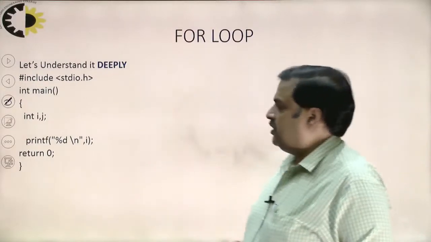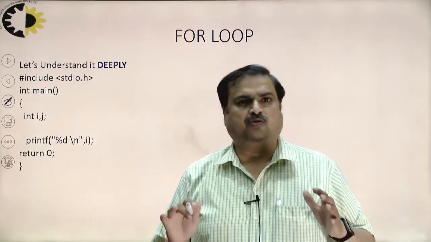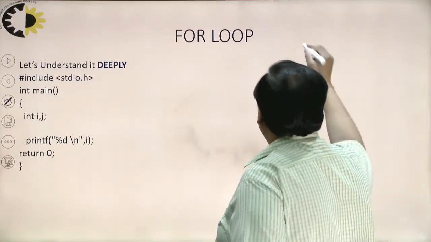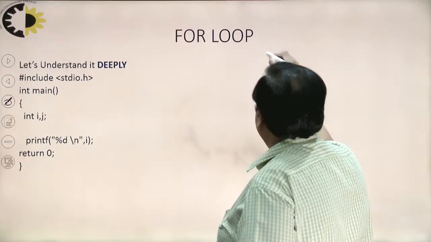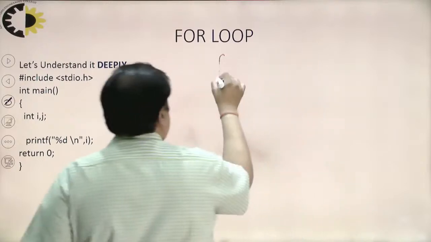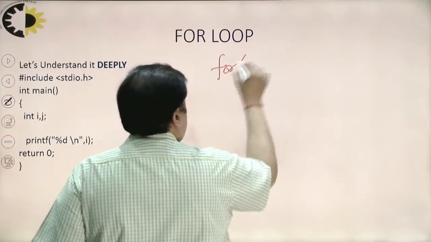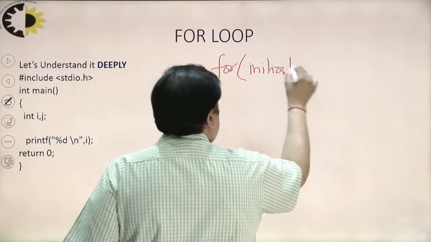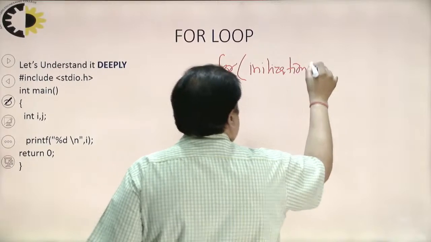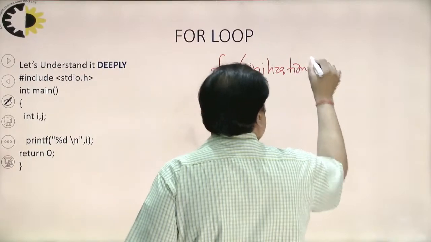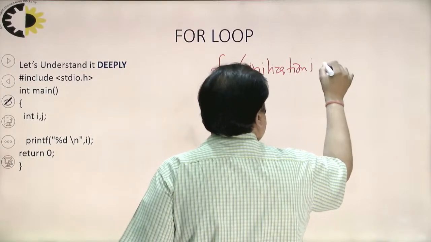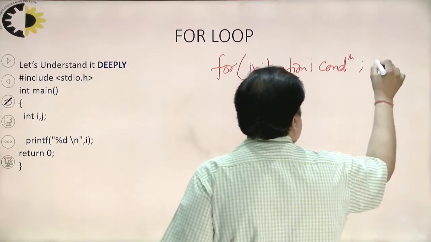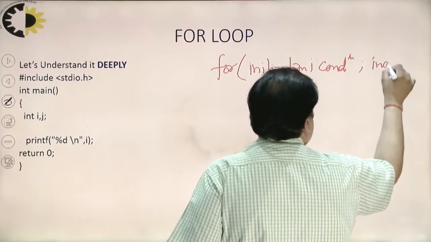Now try to understand this for loop in more detail. For example, this for loop is having one initialization, one condition and one increment.